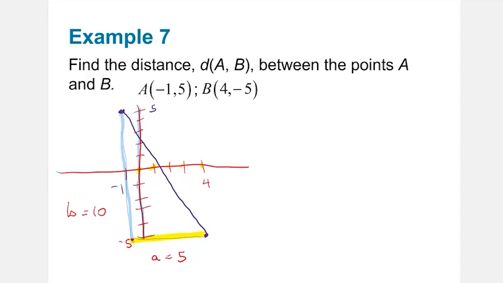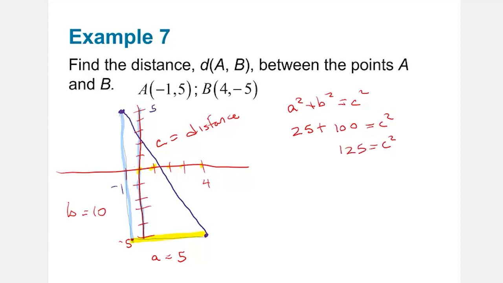So if I want to actually do this work now, I know a squared plus b squared equals c squared, where this is c, which I'm calling the distance. Okay? And a squared equals 25. B equals 10, so b squared equals 100. And that equals c squared. So c squared is equal to 125.